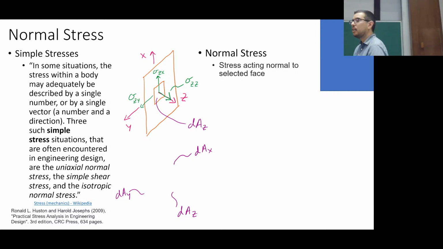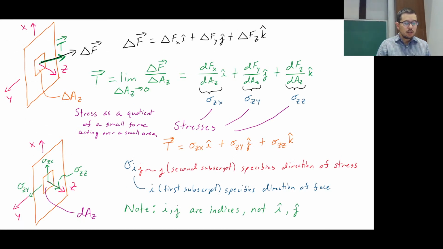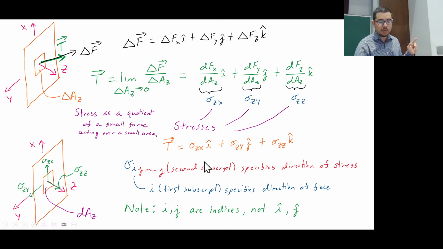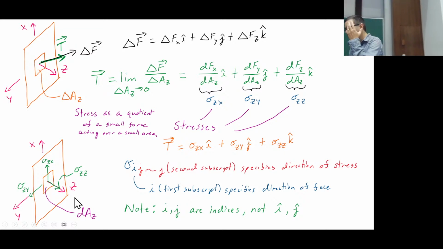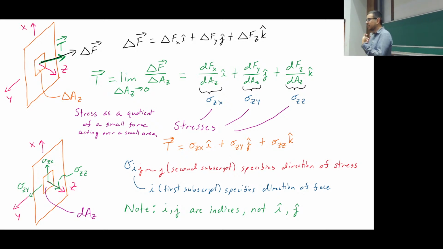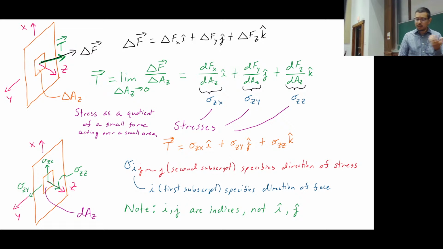Before I do this, notice that sigma zx and sigma zy are not acting parallel, or collinear, with the direction of the face. That's kind of, oh, duh, I got that, right? You told me it's in the x direction on the z face, and zy would be in the y direction on the z face. Okay, yes.